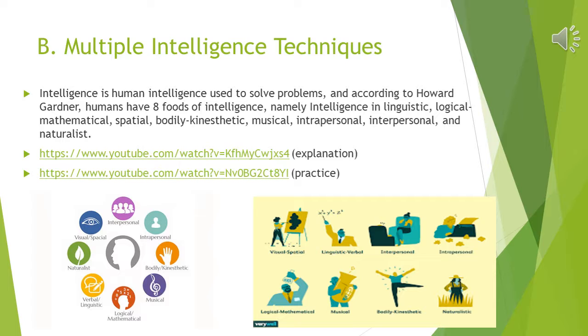Every individual must have one level of intelligence that stands out, but on the other hand, they also don't have good abilities in other intelligences. So by doing multiple intelligence techniques that use more than one intelligence in our learning activities, it is hoped that students can improve their other intelligence abilities.